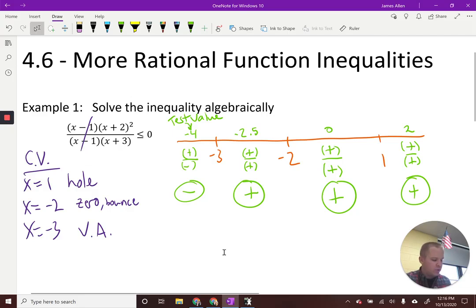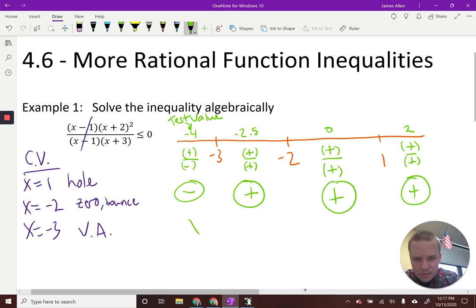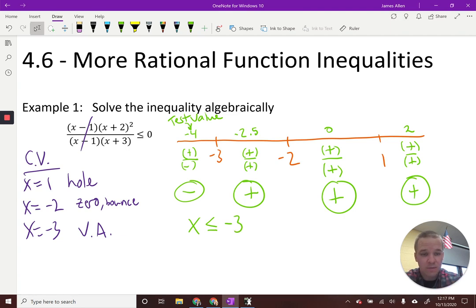So what do we do with this information here? Well, I want to know, when is it less than or equal to 0? So that's when it's negative, right? Or equal to 0. So, that looks like this negative right here, right? So I know it's going to be when x is less than or equal to -3, right? Because at -3, it's equal to 0.